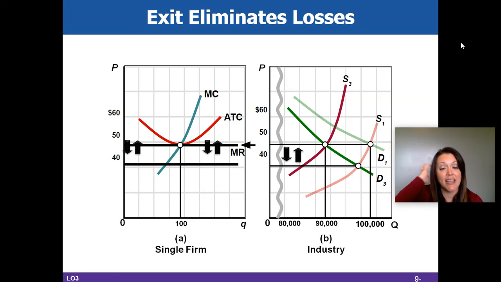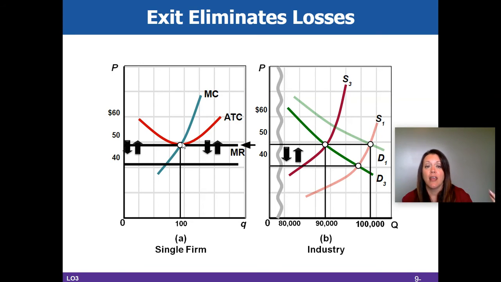So the last slide was your entry. This slide better illustrates exit eliminating loss. So again, let's say that your price is down here at like $35. In that case, that's going to be a shutdown scenario for some businesses, and so they will leave the market. So if S1 is our original supply curve, and businesses leave the market, that means the number of sellers decreases and our supply curve shifts left. When it shifts from supply 1 to supply 3, notice the price goes up. And now, just like that, we're back at that long run equilibrium.